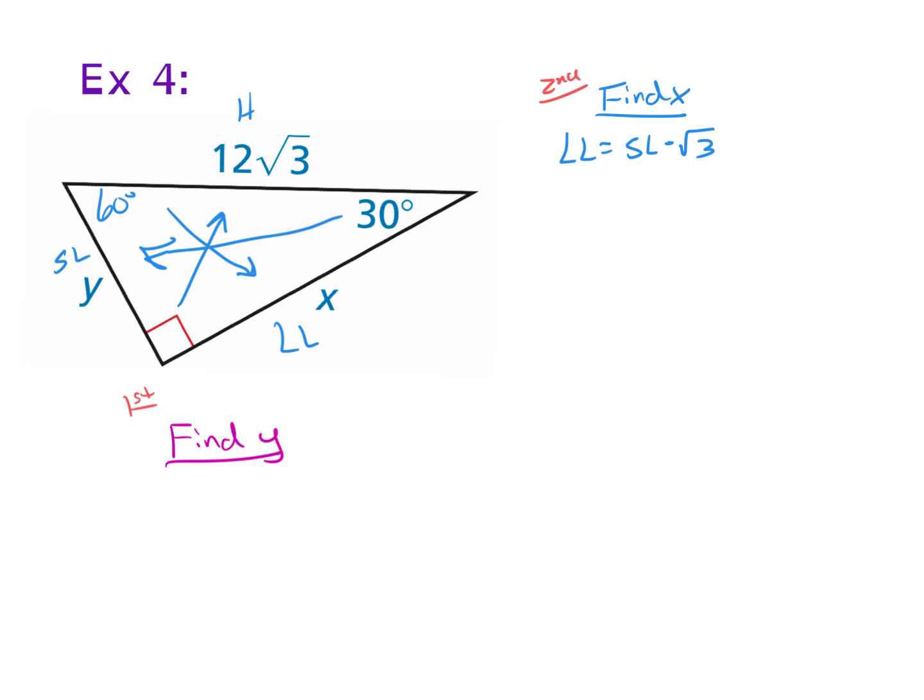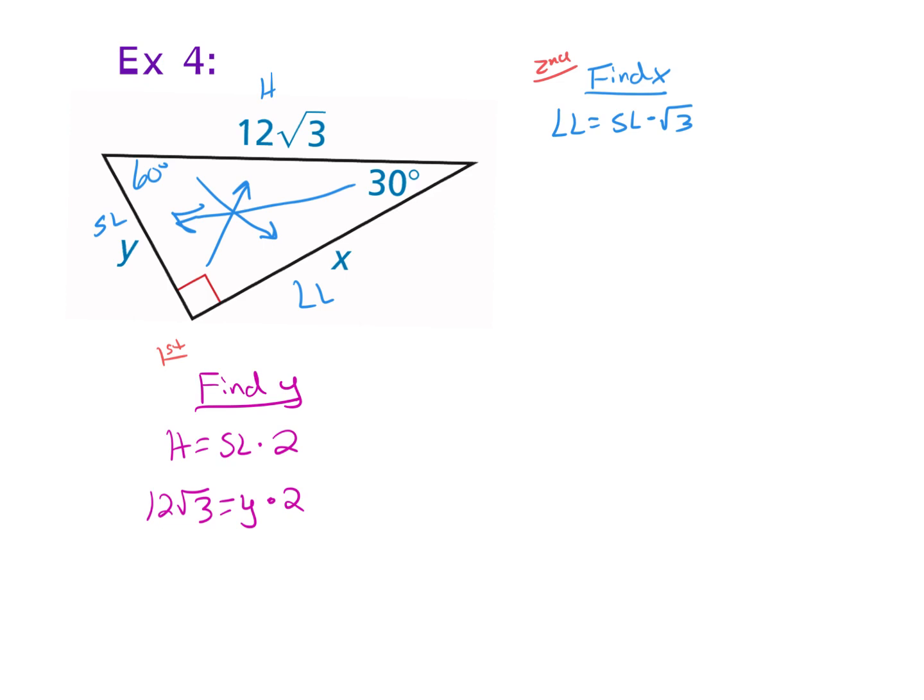Okay, so y is a short leg, but the only one we know right now is the hypotenuse. So I need to use the formula that has a hypotenuse in it and the short leg. So that's hypotenuse is equal to short leg times 2. All right, so let's plug in for it. Hypotenuse is 12 square root 3. Short leg is y, and then it's times 2. To solve for y and get y by itself, it's y times 2, so divide by 2, the opposite, to the other side. And you have 12 square root 3 over 2 equals y.